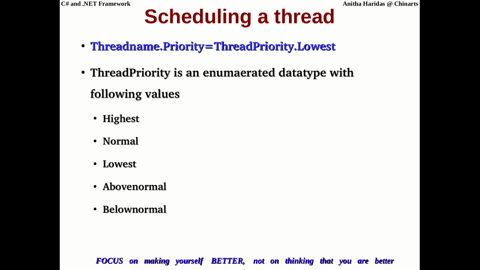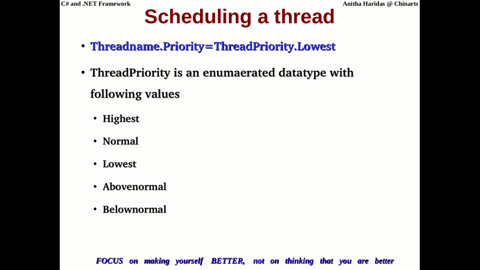When you have multiple threads in the execution state, what do you mean by that? I have thread 1, thread 2, thread 3. All the three threads have been started, but the processor can execute any one thread at a time, right? It cannot execute all the threads simultaneously. Concurrent execution cannot be done if you have only one processor.